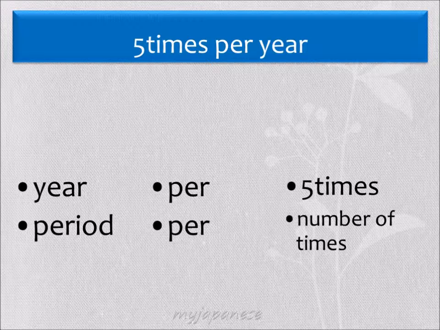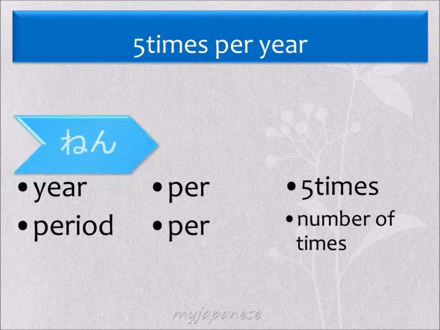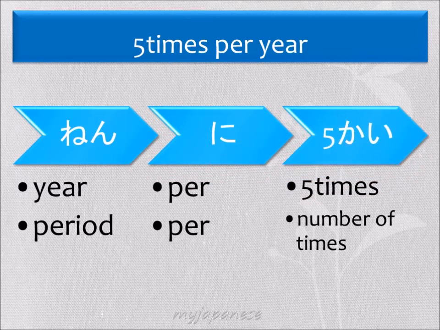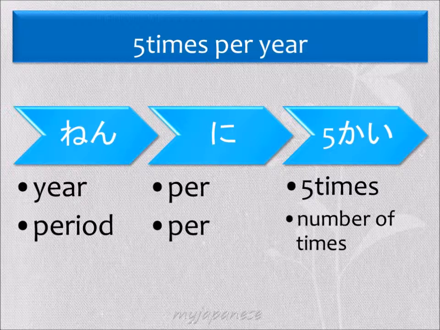Now, what about 5 times per year? We say 年に5回. Okay? Period comes first, per comes next, and number of times last. 年に5回. 5 times per year.